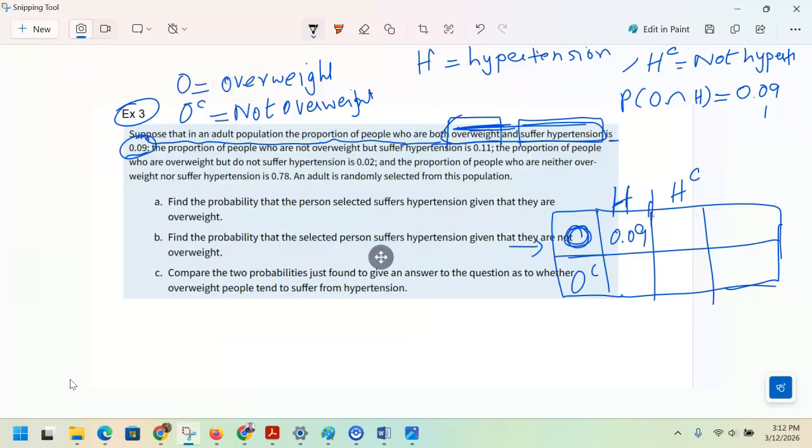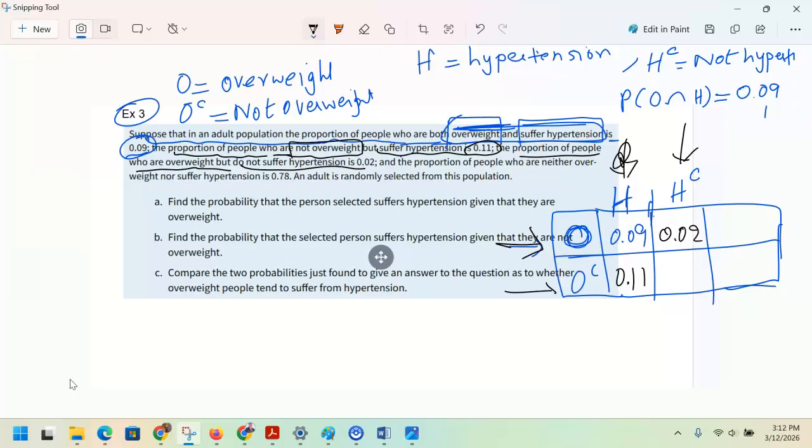Then the next is, what is the next information? The proportion of people who are not overweight but suffer hypertension is given to you: 0.11. Next given to you is the proportion of people who are overweight and do not suffer hypertension. That means it is this one, so that is 0.02. Okay.